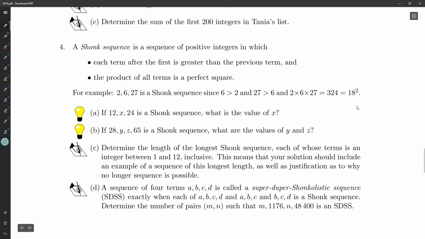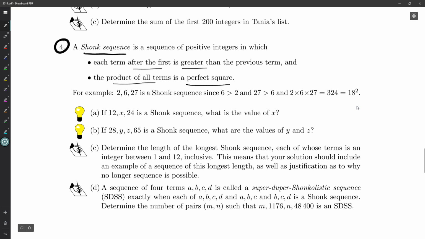In this video, we're looking at question number 4. This is the last question on our 2019 Fryer contest. A Schonk sequence is a sequence of positive integers, and then we've got two conditions. Each term after the first is greater than the previous term, so it's an increasing sequence. And the second condition: the product of all the terms is a perfect square.